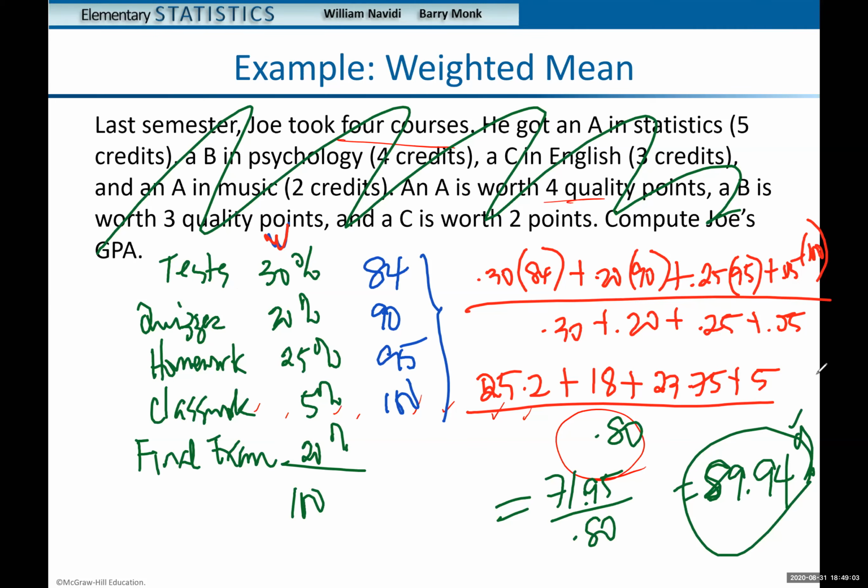Okay. So just in case you are wondering how Canvas computes your grade, that is by using the weighted mean. And you can do the same thing if you want to check if it's right or wrong, but it's for sure going to be correct. Any questions?